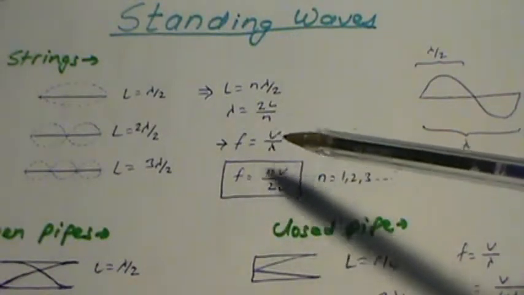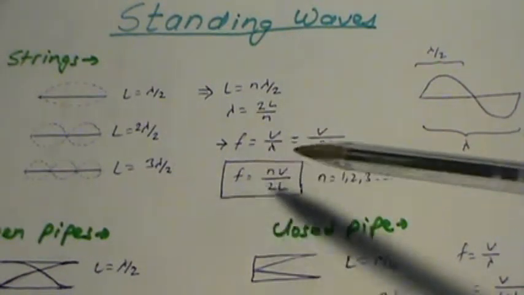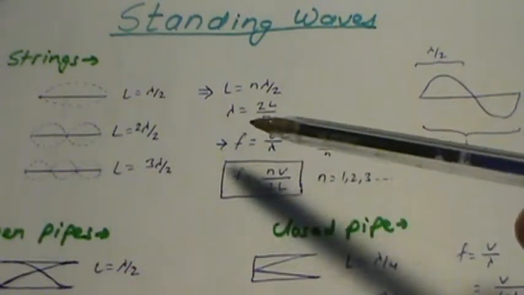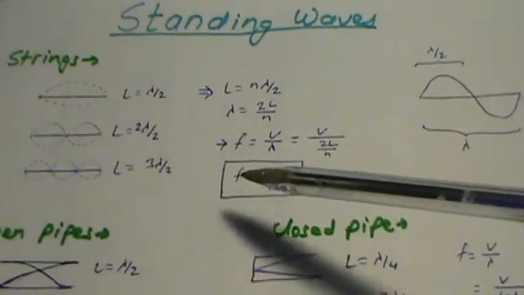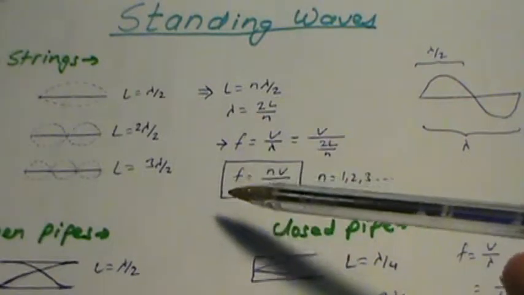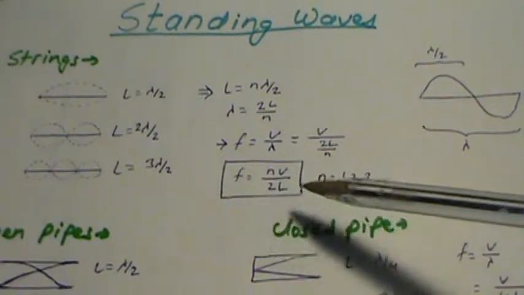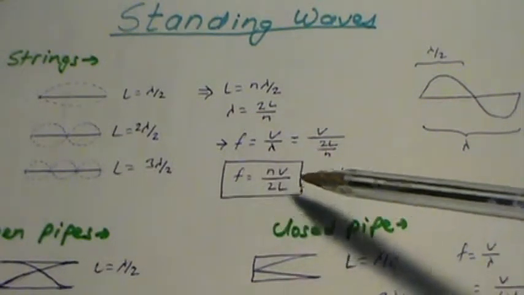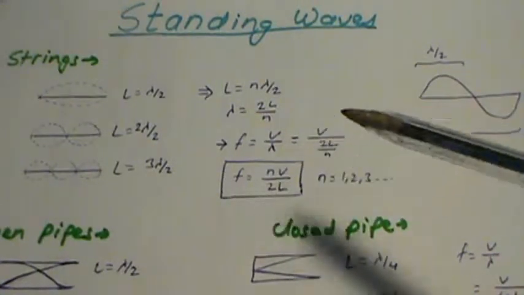And frequency is given by velocity divided by the wavelength. So velocity divided by wavelength, which is 2L over n, gives the final equation f equals n v over 2L. This f gives the frequency of the standing wave formed in a string.